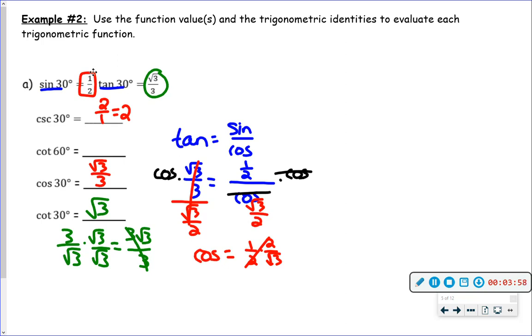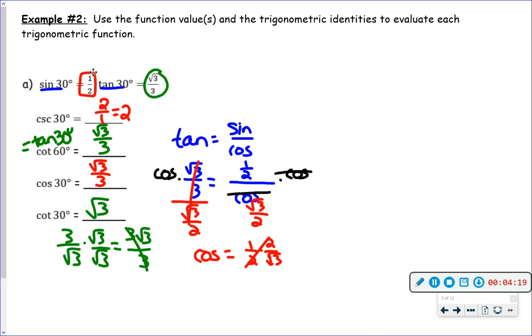Now, cotan of 60, we can of course use an identity for that. The co-function of cotan is tan. That's going to equal the tan of 30. That's off our identity sheet, and they gave us tan of 30, so I can just fill it in. Now, that was a lot of identity work.